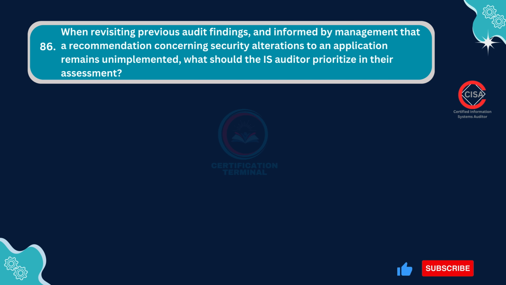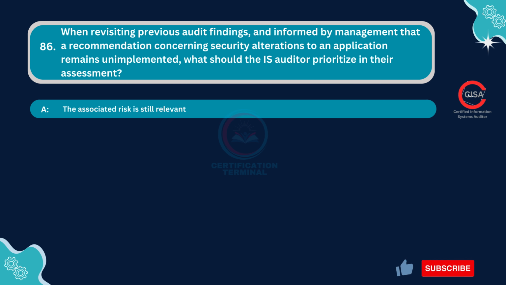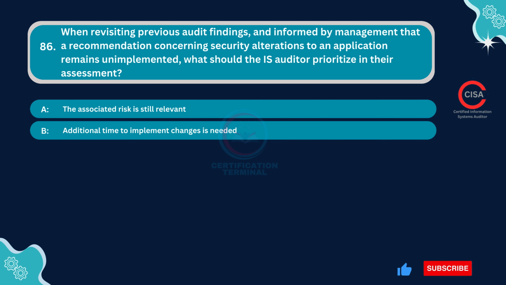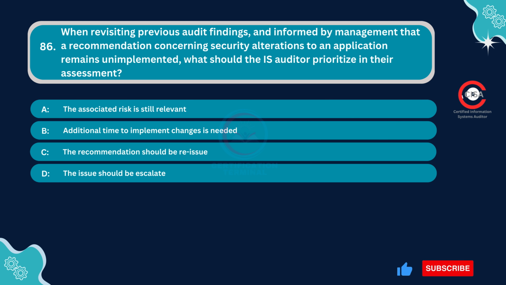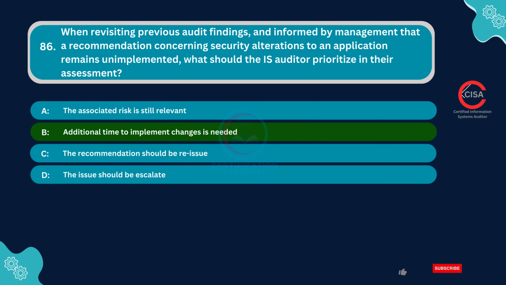Question number 86. When revisiting previous audit findings and informed by management that a recommendation concerning security alterations to an application remains unimplemented, what should the IS auditor prioritize in their assessment? Option A, the associated risk is still relevant. Option B, additional time to implement changes is needed. Option C, the recommendation should be reissued. Option D, the issue should be escalated. The correct answer is Option B, additional time to implement changes is needed.